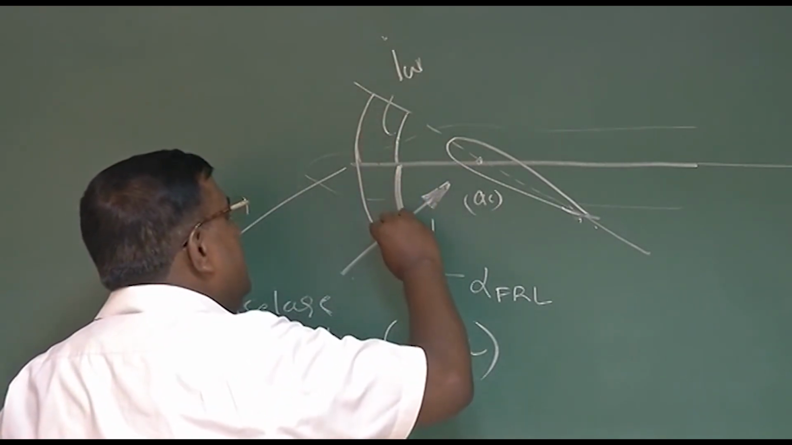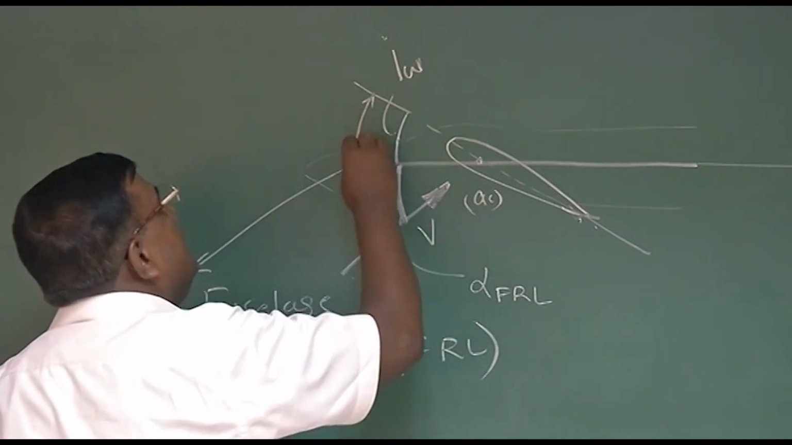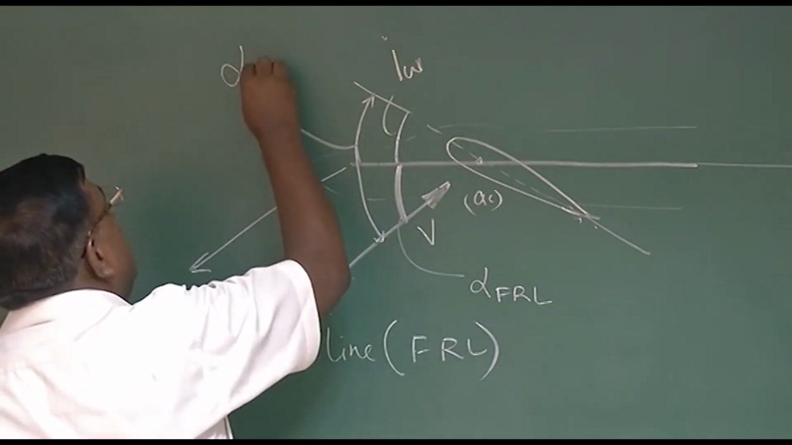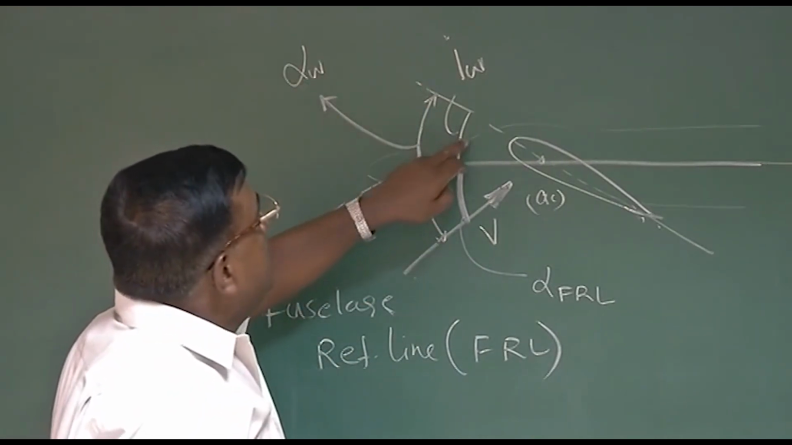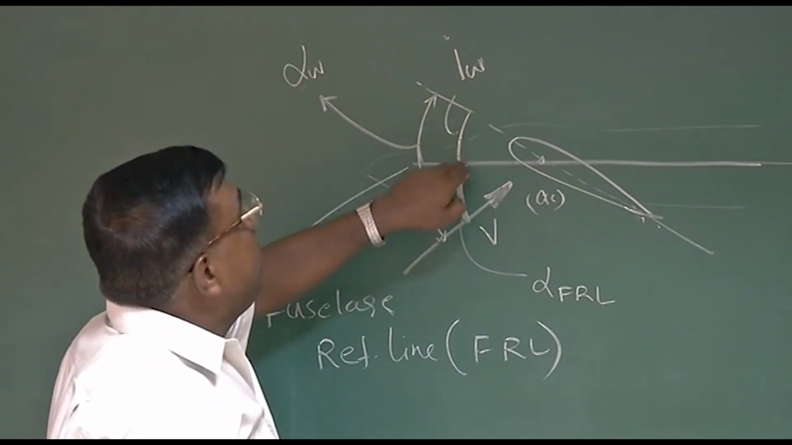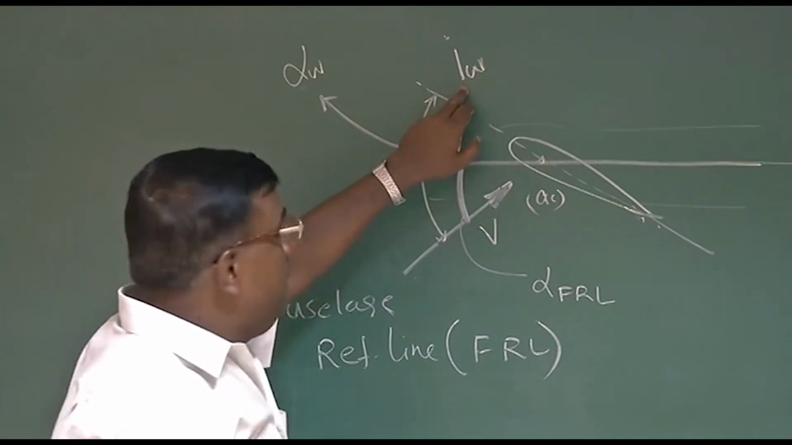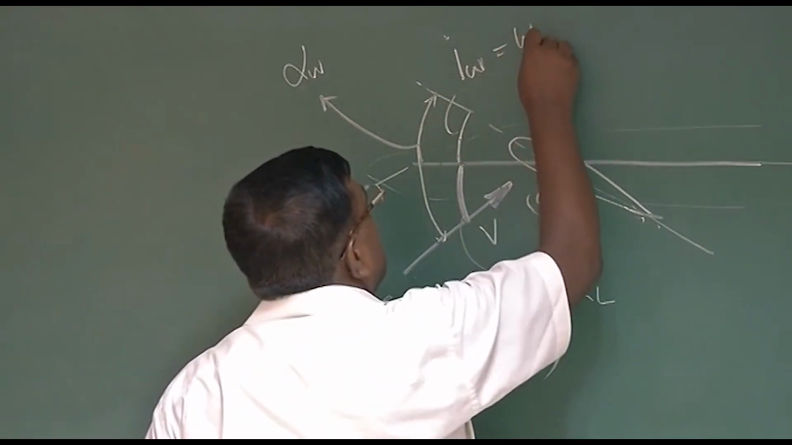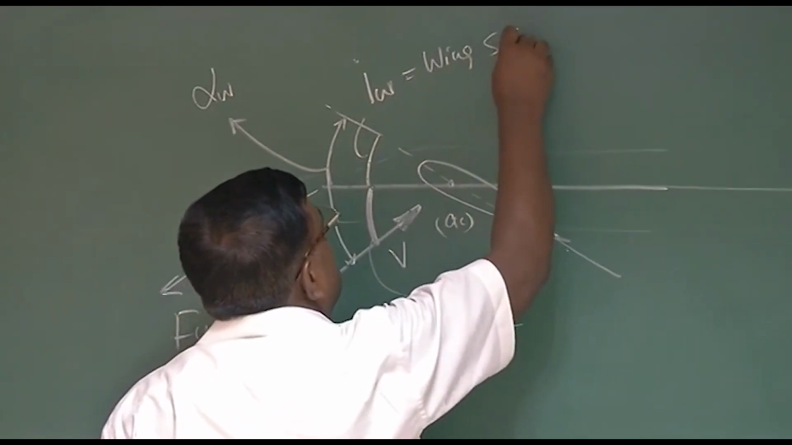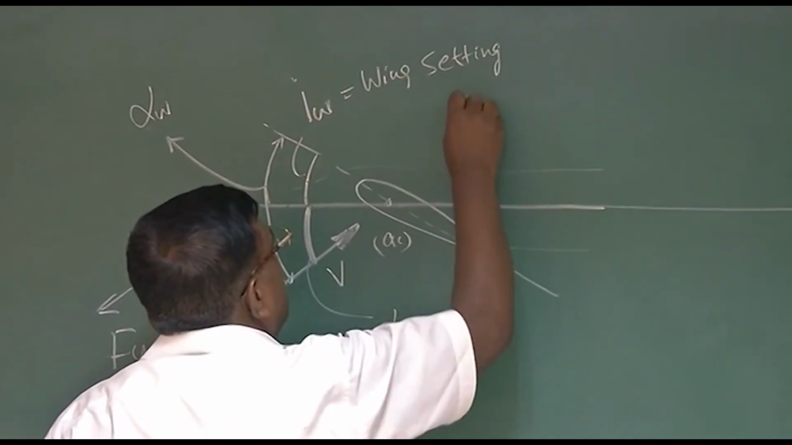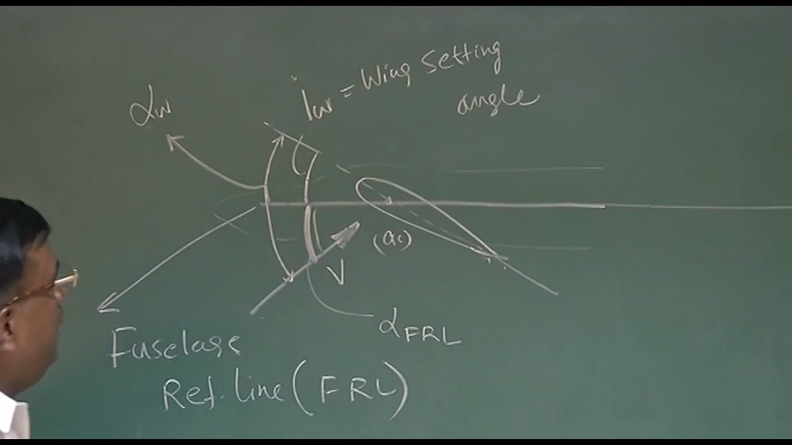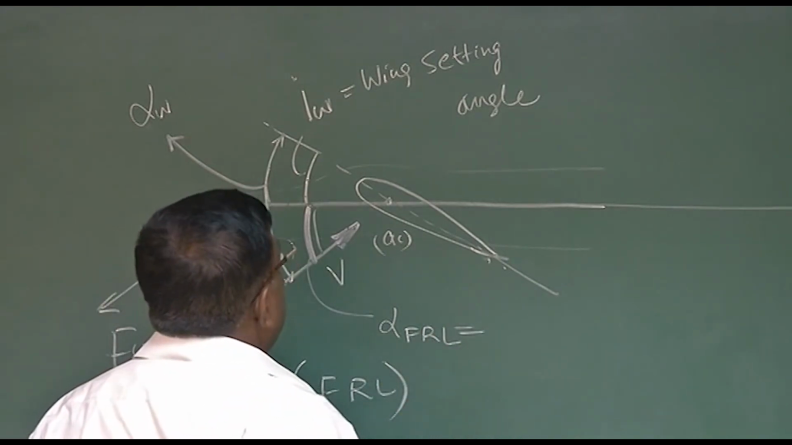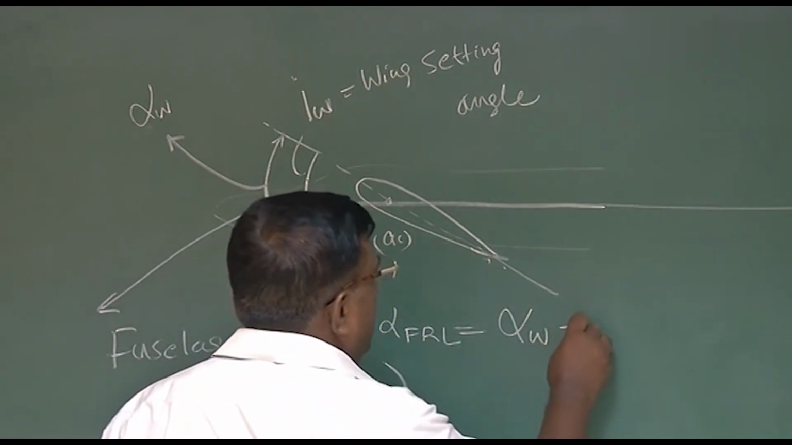So the total angle, velocity vector to the chord line, will be alpha of the wing. Total angle, velocity vector to the chord line is the alpha of the wing. Then the chord line making with the fuselage reference line is IW, wing setting angle. And this is, of course, alpha FRL, alpha fuselage reference line. And we could see from geometry, alpha FRL is nothing but alpha W minus IW.